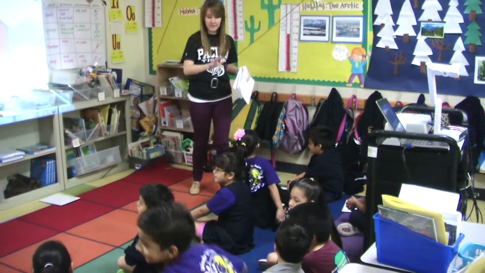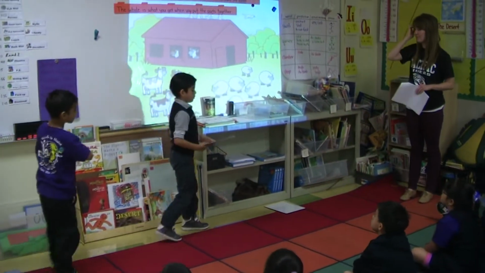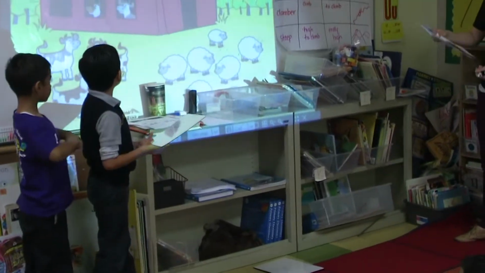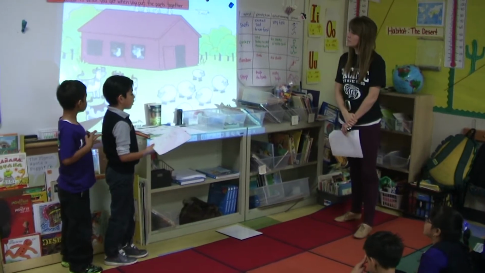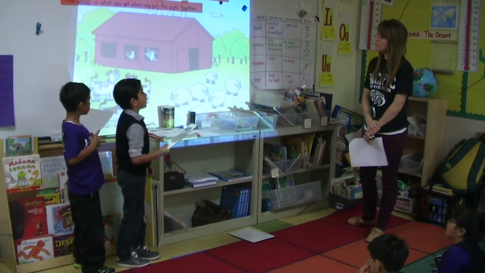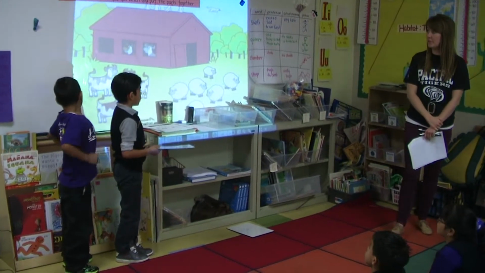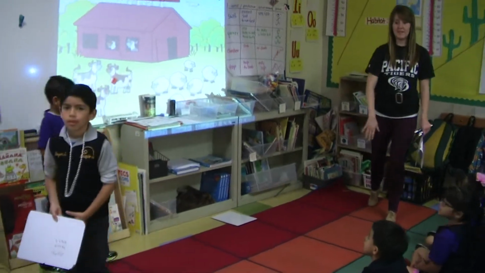Audience members, we are not touching the whiteboards. We are tracking the presenters. So 3 cows outside and 2 cows inside. 3 plus 2 equals 5. All right, thank you for sharing, friends. Giselle and Xavier, come on up.